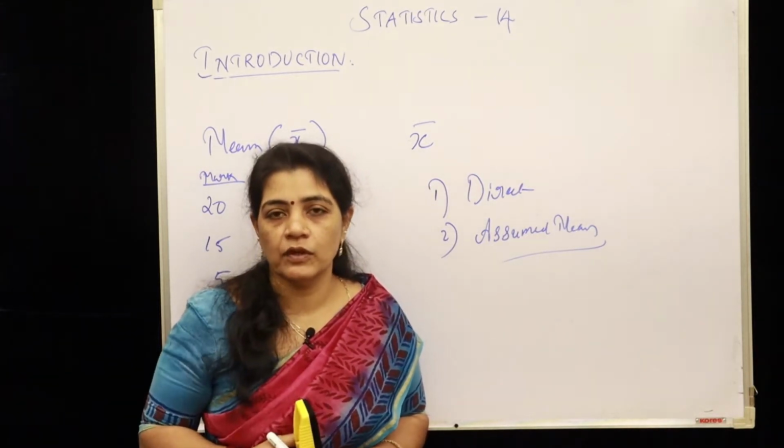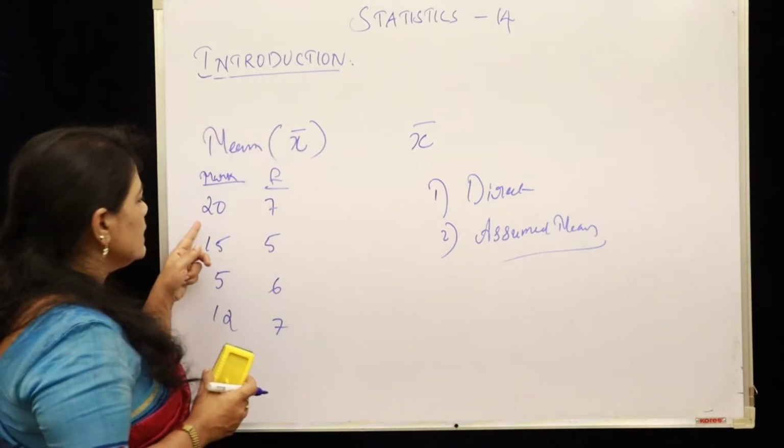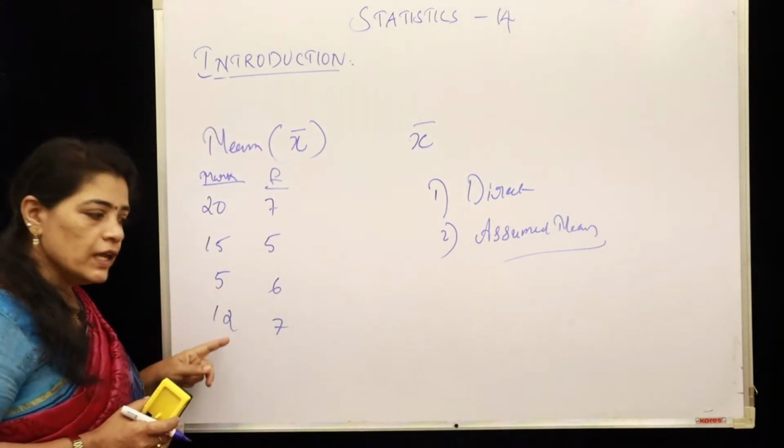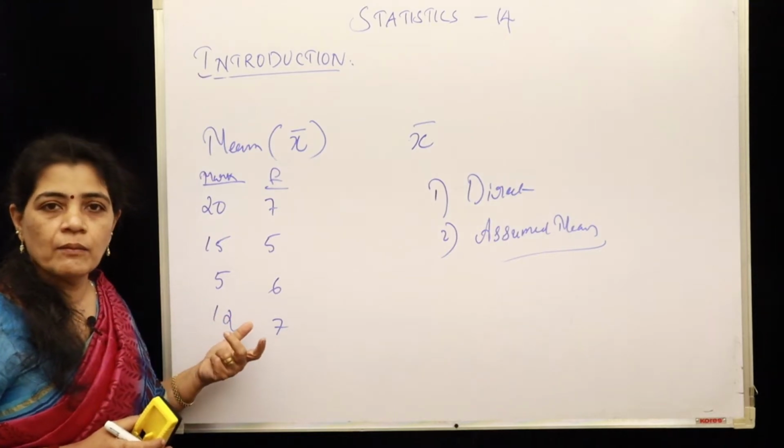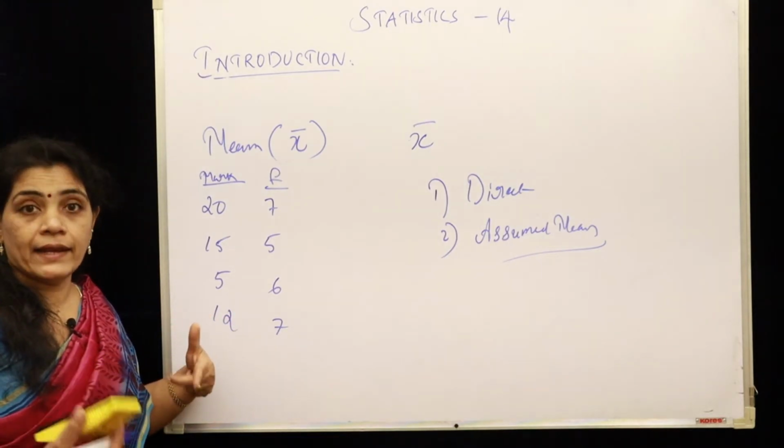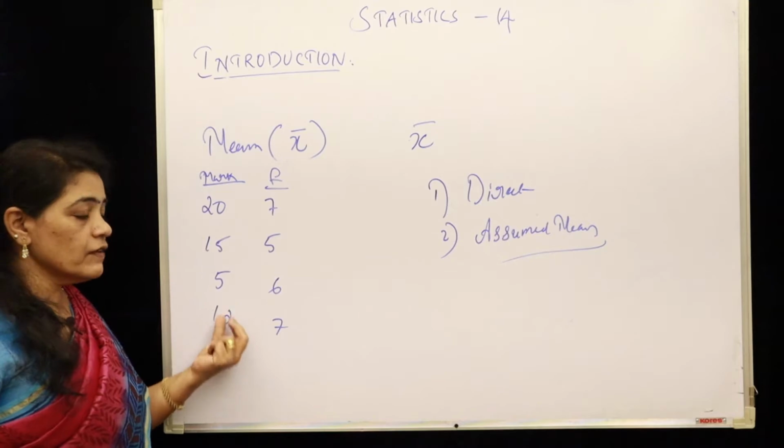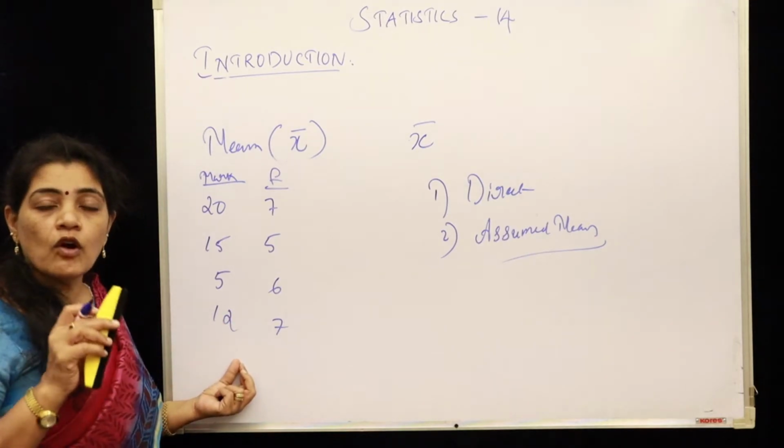So first I am going to explain how the arithmetic mean of this problem can be found by the direct method. If the observations are very simple, that is a small number, it is better to use the direct method rather than the assumed mean method. That is a very important point, children. Here 20, 15, 5, 12 are not that big numbers, so you can definitely apply the direct method.